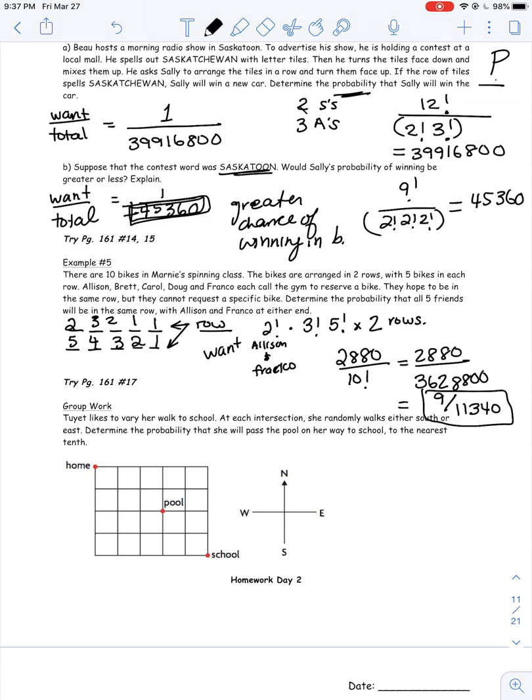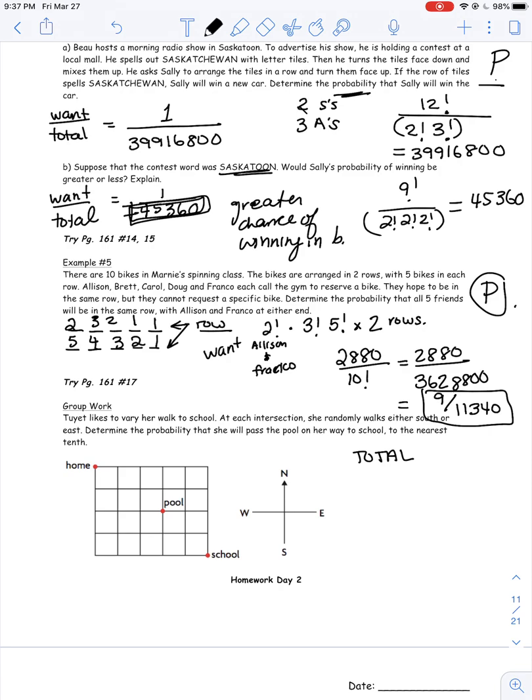Okay, our next case is those block ones. So what we're going to have to do is find our total. So our total would be going from home. It says, Tuyet loves to vary her walk to school.